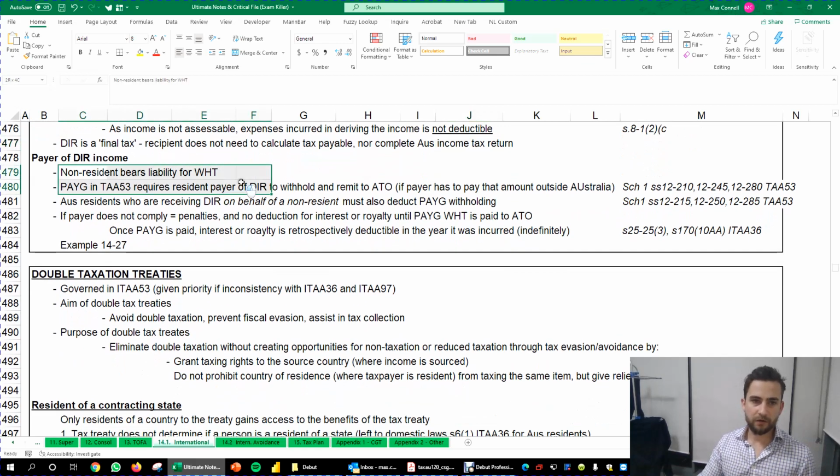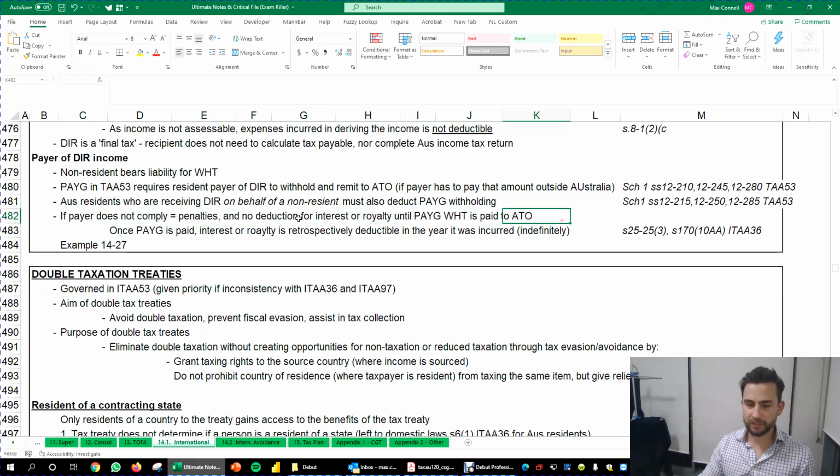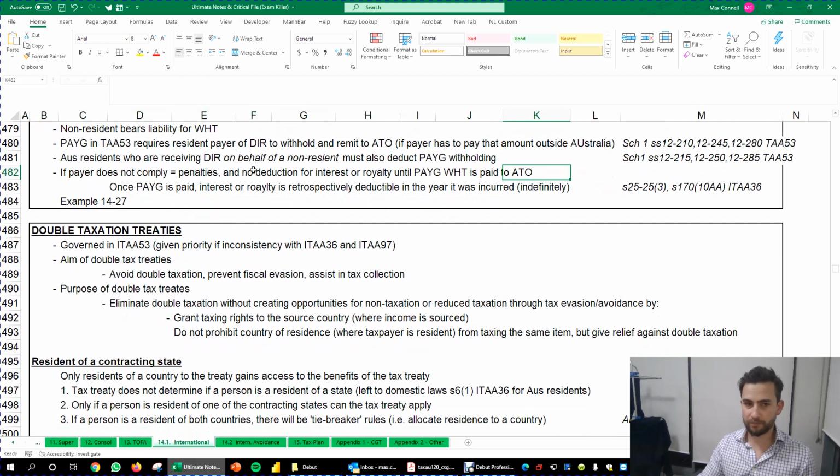Next, the payer of DIR income. The non-resident bears the liability for withholding tax. PAYG requires the resident to withhold and remit it. If the payer does not comply, penalties apply to the resident payer.